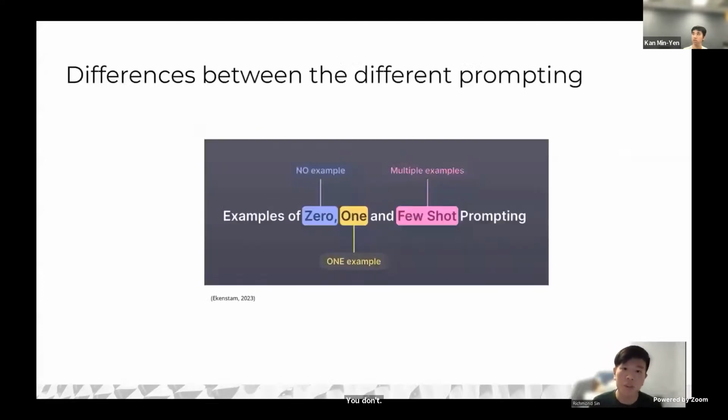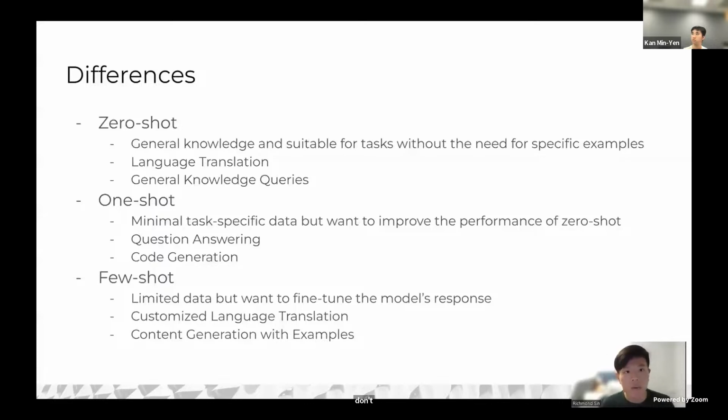So what are the differences between the different approaches? In short, 0-shot has no example, 1-shot has one example, and 3-shot has three examples. In terms of definitions, they differ in the number of examples. But for applications, 0-shot is more for general knowledge and tasks that are more generic, where you don't really need responses with specific domain knowledge. And of course, it's used for language translation.